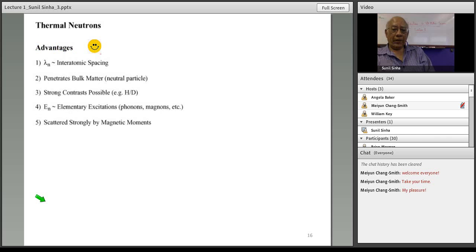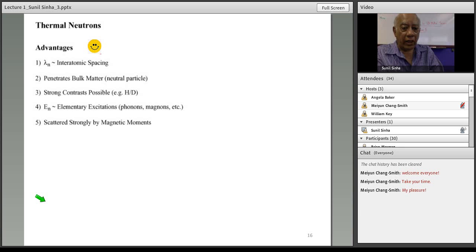Okay, now just quickly to go through again the advantages of neutrons. For thermal neutrons, as I've said, the interatomic spacing matches very well the wavelength of thermal neutrons, and it penetrates bulk matter.